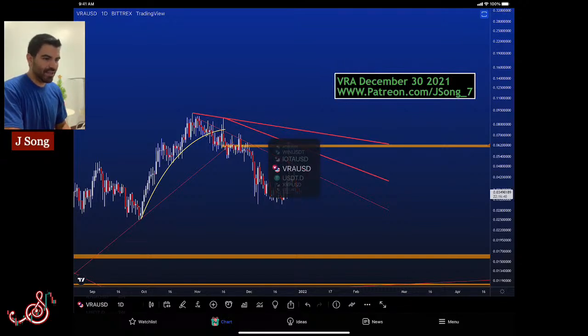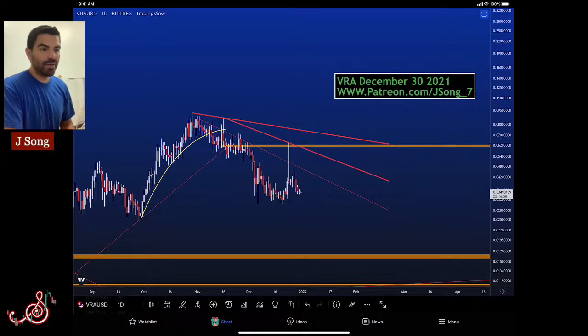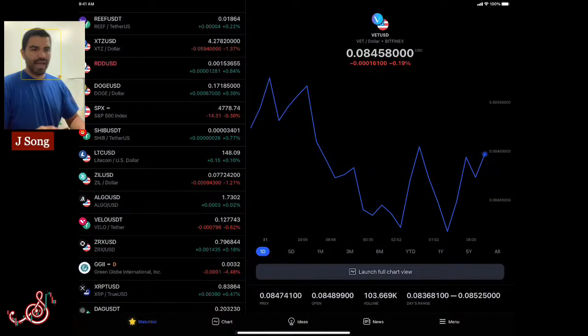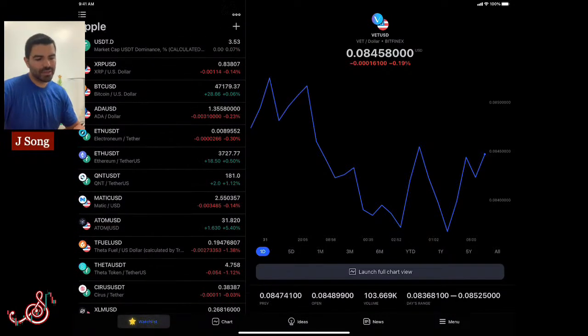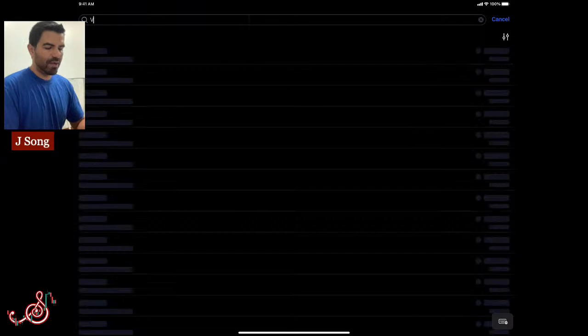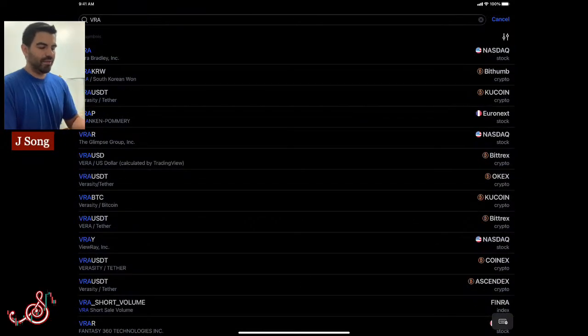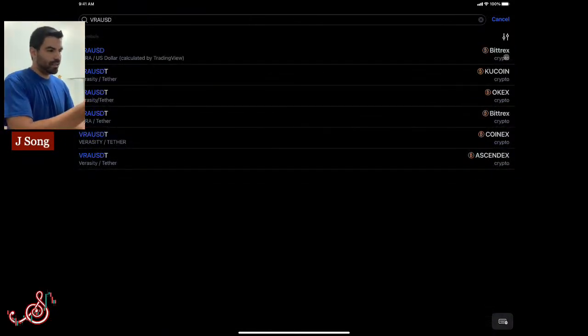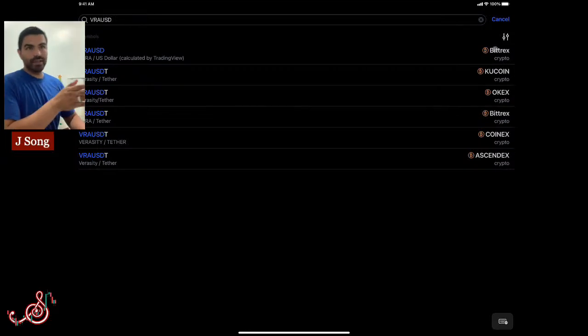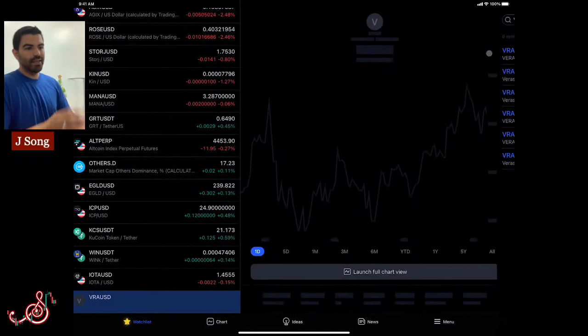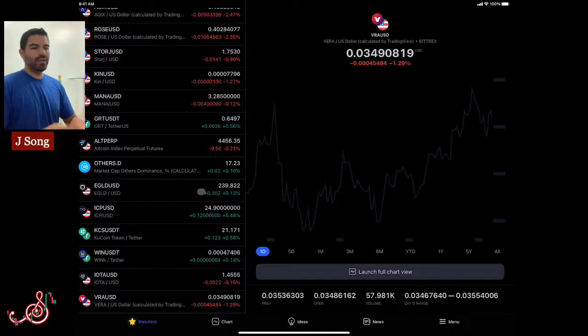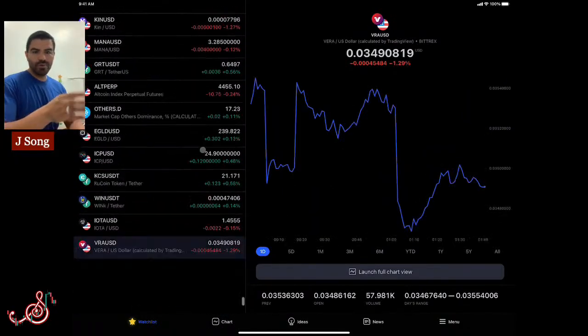Back to SHIB. Oh, I need to add this to USD on Bittrex. Okay, so if you wanted to add one to your own watch list, click on your watch list here. Then go up to the top where it says add, and type in whatever crypto you were just using, VRA USD, and then the exchange off to the side, in this case Bittrex. And now it's going to show up in your watch list.